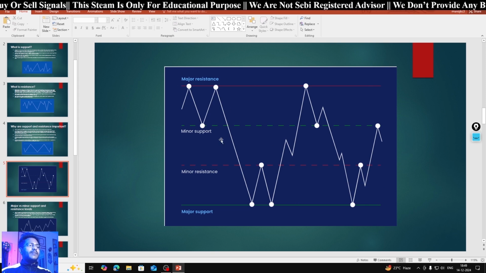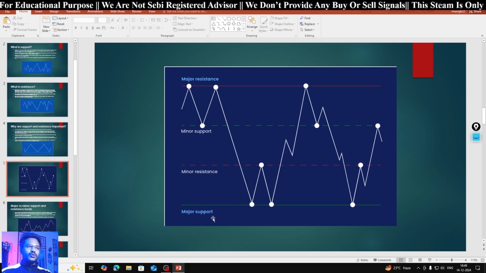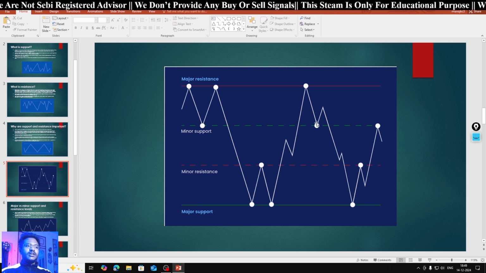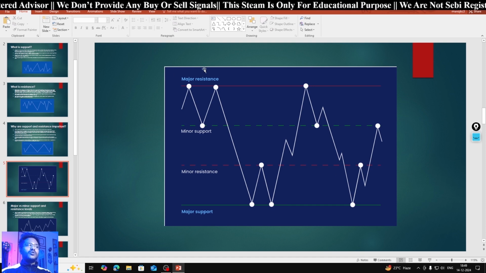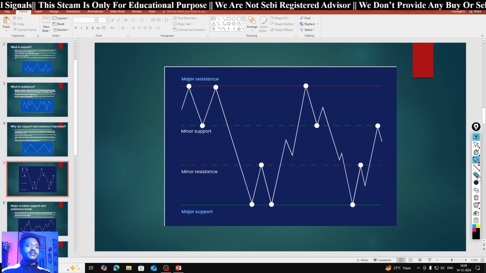So you could see multiple support and resistance out here. You could see a major resistance here, minor support, minor resistance, and major support. So basically you could see the market moving in different types of directions like this. It can create higher highs and lower lows. This is how normally a market keeps moving around. So normally all these major supports and major resistances are the levels where multiples of thousands are found.